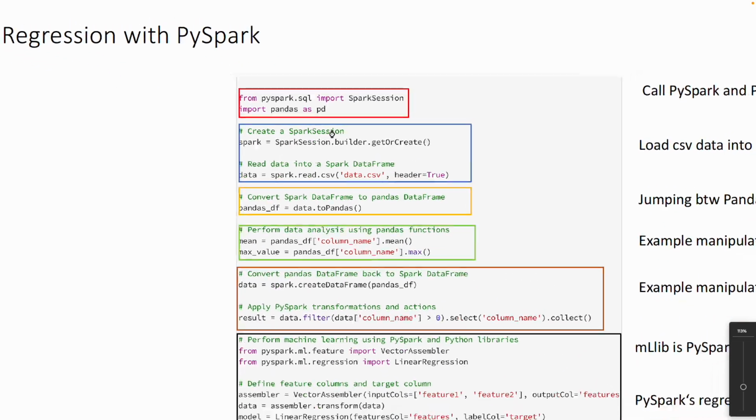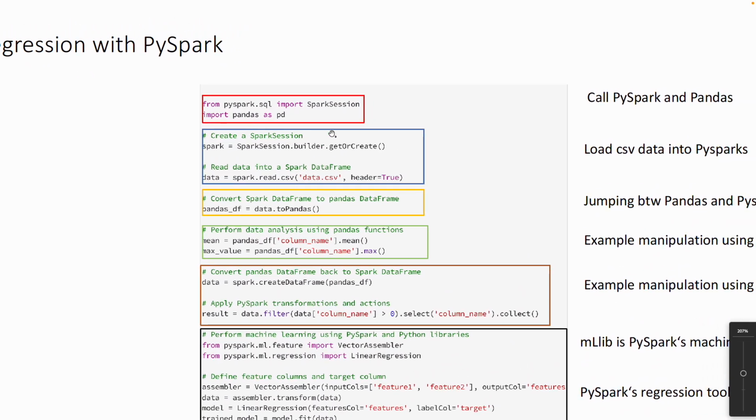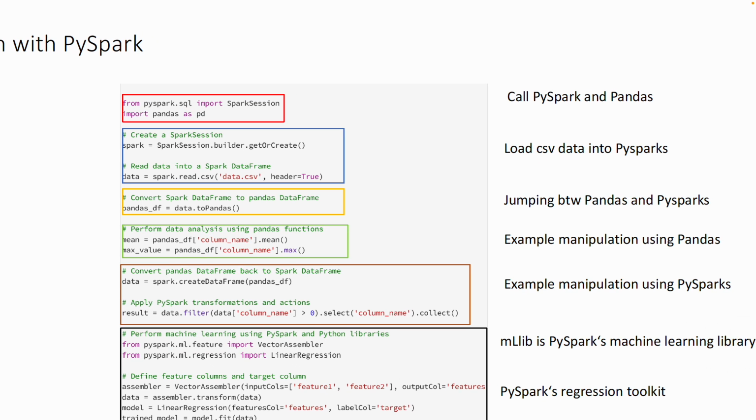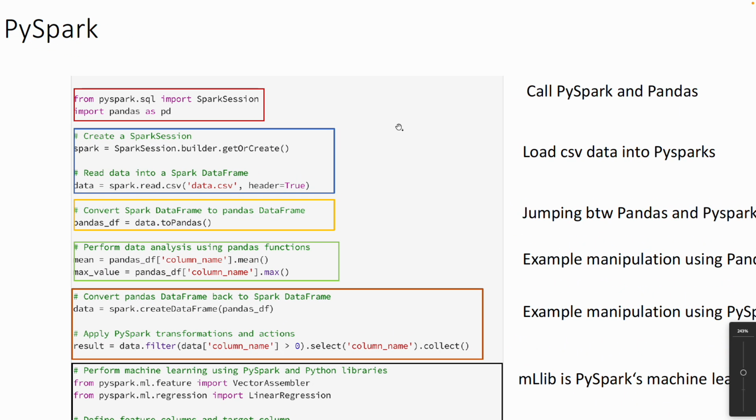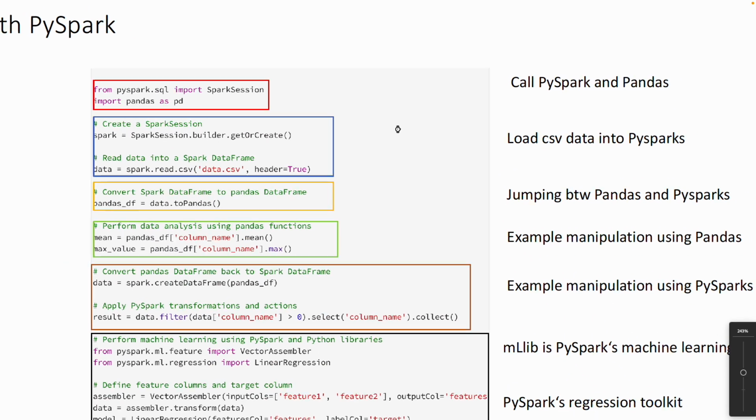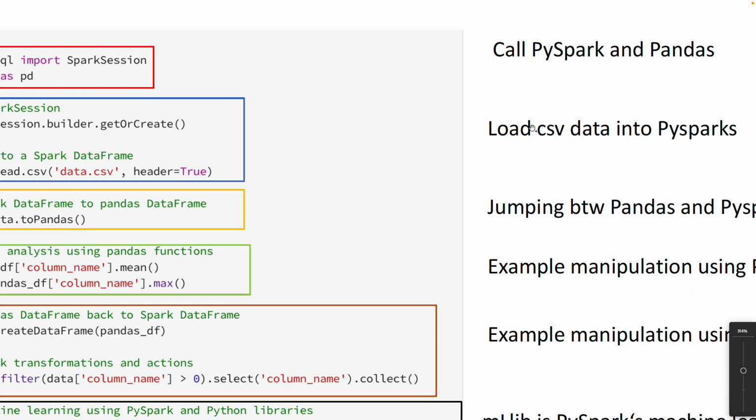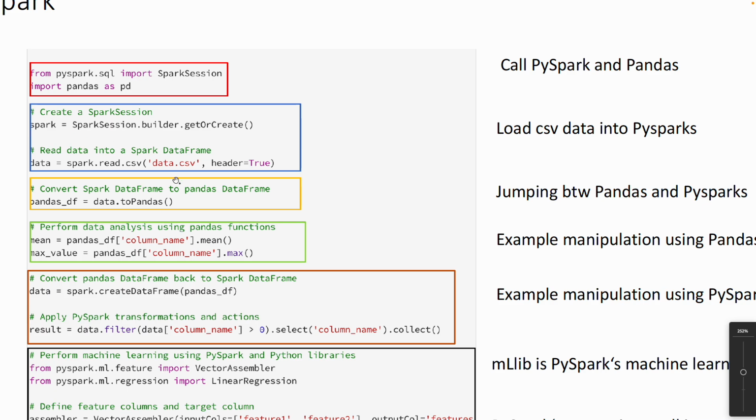Here's just some code. I plotted here a few snippets to show how you can jump between pandas and PySpark, and run regressions in one or the other. It's really a great feature of Python that since it has so many libraries, you can jump between libraries. Like here, I think we load a CSV. In this example, it will be loaded with PySpark. Again, it's not our focus here, but just to show.